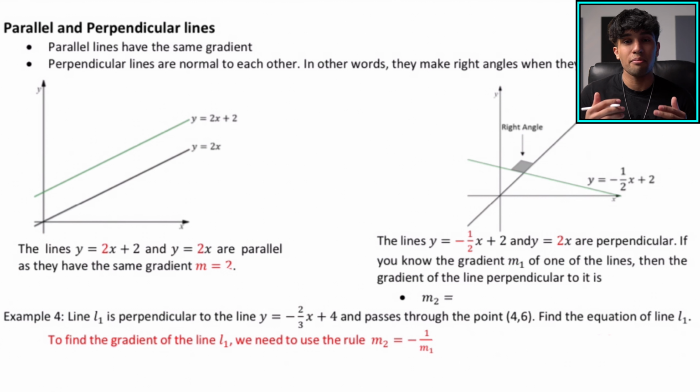You can see our m value of 2 is the same for both. That's how we know that they're parallel. Looking at our second line, there's a trick we need to know to figure out whether lines are perpendicular or not. Thus, the gradient has to be the negative reciprocal.